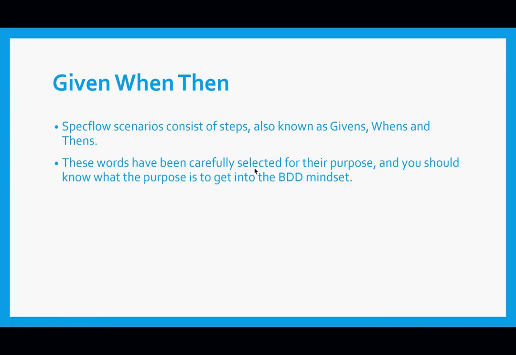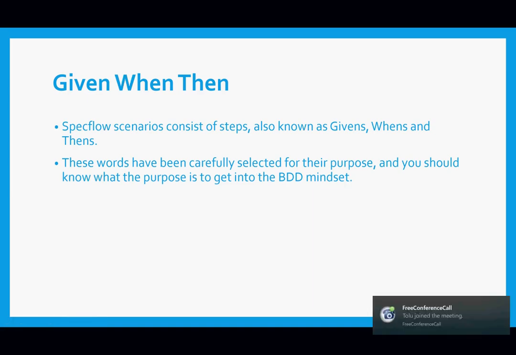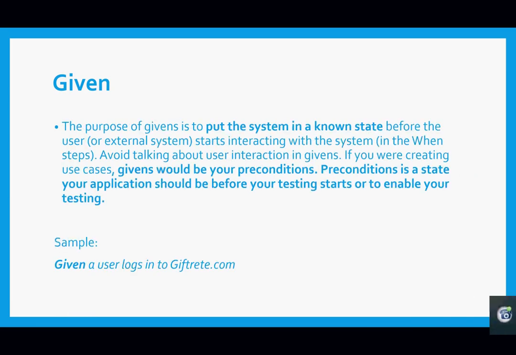So yeah, I don't need to talk too much on this one. It's basically given, when, then. The given clause, as I've said, is the state your system should be in when you first start, which a manual tester would call a precondition. What are the states that your application should be in before you start?